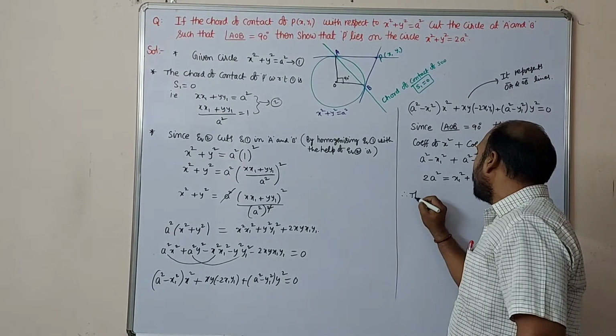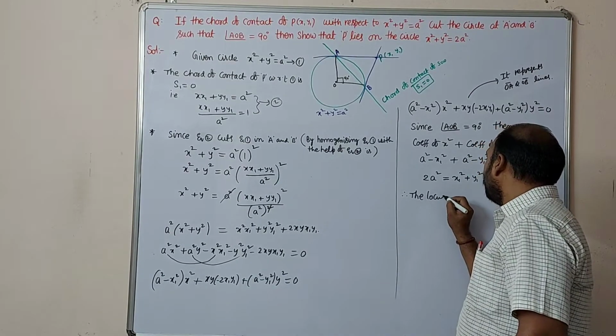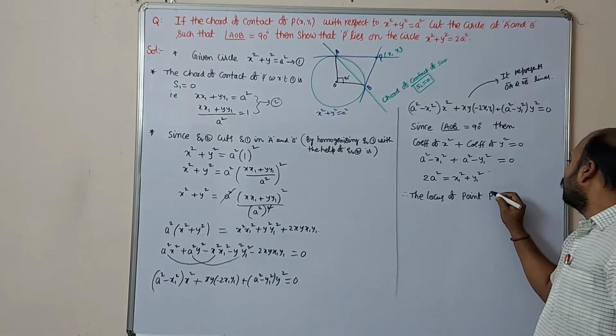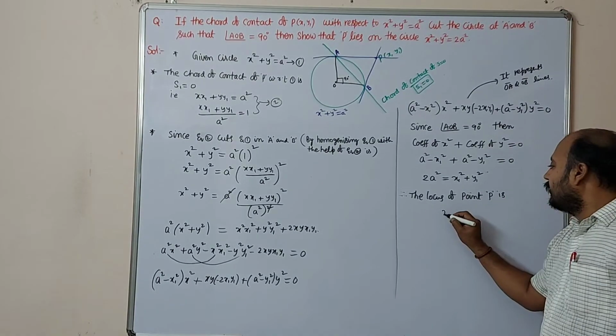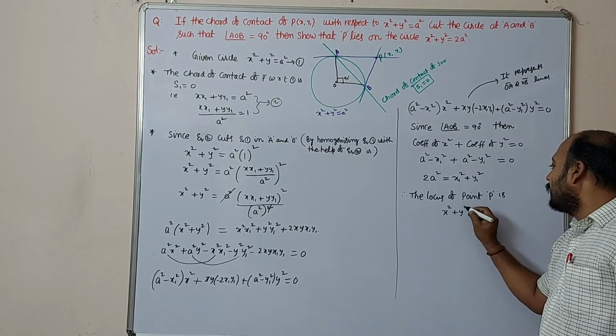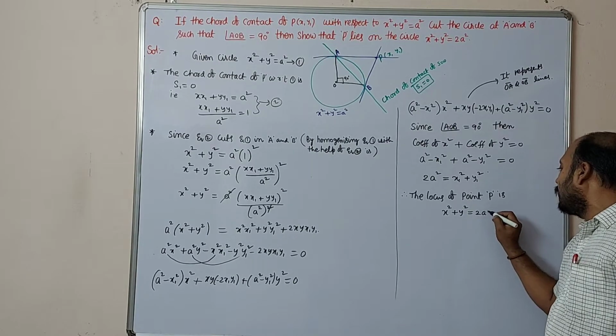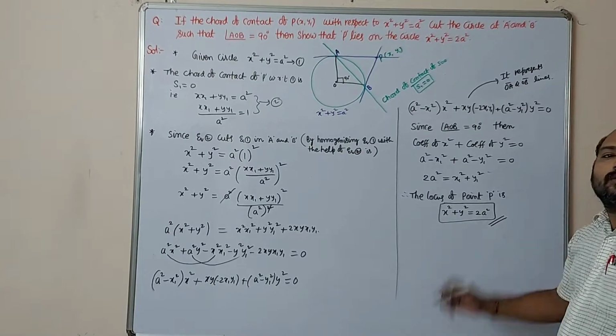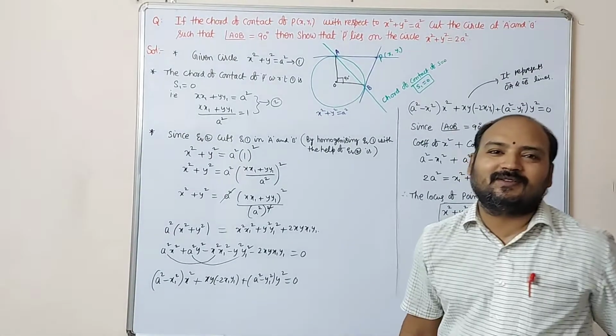Therefore the locus of point P is x square plus y square is equal to 2a square. Hence the result.